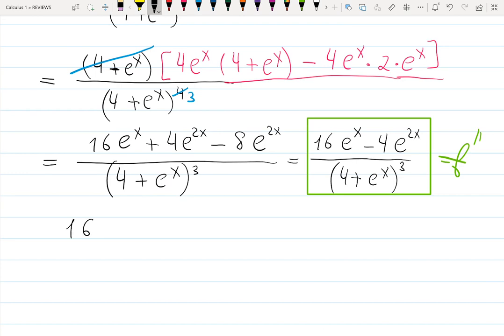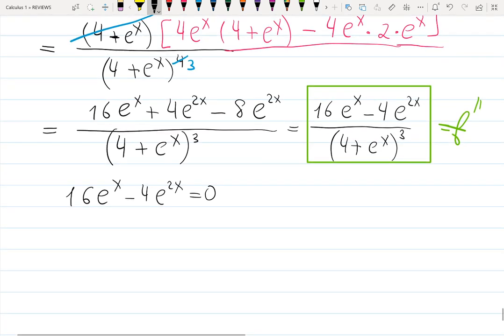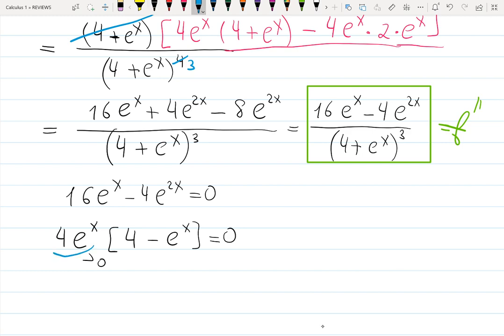So I'm going to need to solve 16 e to the x minus 4 e to the 2x equals 0. Okay, let's do that. For example, I can factor out 4 e to the x. Then I will end up with 4 minus e to the x equals 0. Then this 4 times e to the x is never 0, and actually it's positive. We already made this point before. 4 e to the x is always positive. But this guy can be 0.